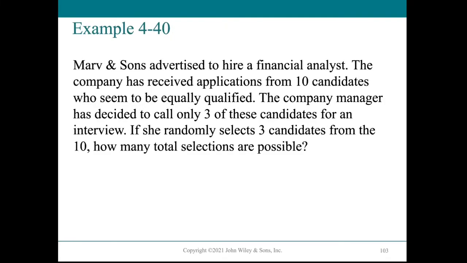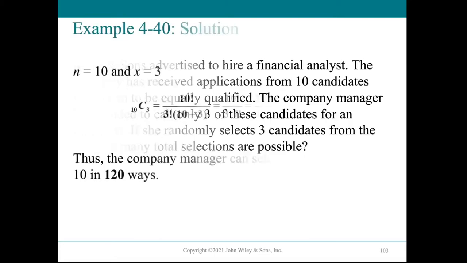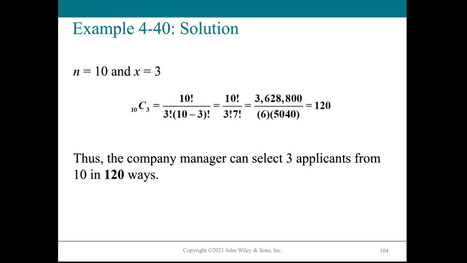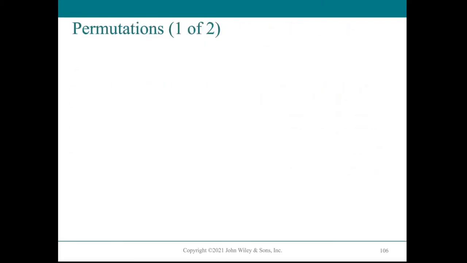Okay, so another example. Marvin and Sons advertised to hire a financial analyst. The company received applications from 10 candidates who seem to be equally qualified. The company manager has decided to call only 3 of these candidates for an interview. If she randomly selects 3 candidates from 10, how many total selections are possible? You just apply the combinations formula for choosing 3 out of 10. It's 120.